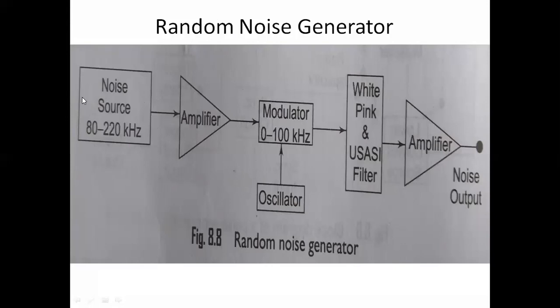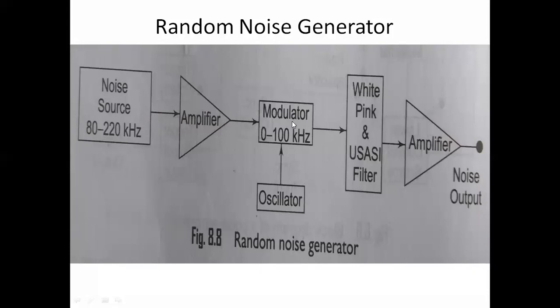So the first one is the noise source. The noise source has a frequency range of 80 to 220 kilohertz. It will generate noise signals in the range of 80 to 220 kilohertz, which are amplified and given to a modulator.